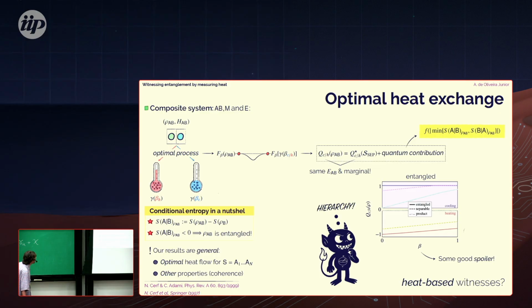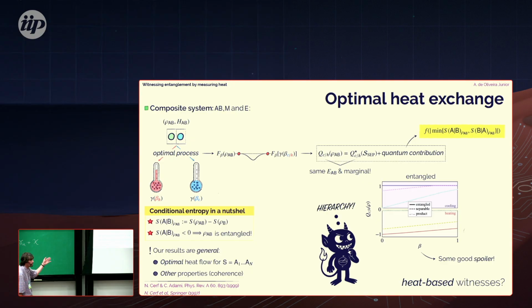And another thing that we can prove is that there's a hierarchy, in the sense that if I take states which have the same average energy and the same marginals, we can write the following hierarchy. If I think about heat in my system, product states will always lay below separable states, which will be always below entangled states. And you could engineer this to come up with a heat-based witness.